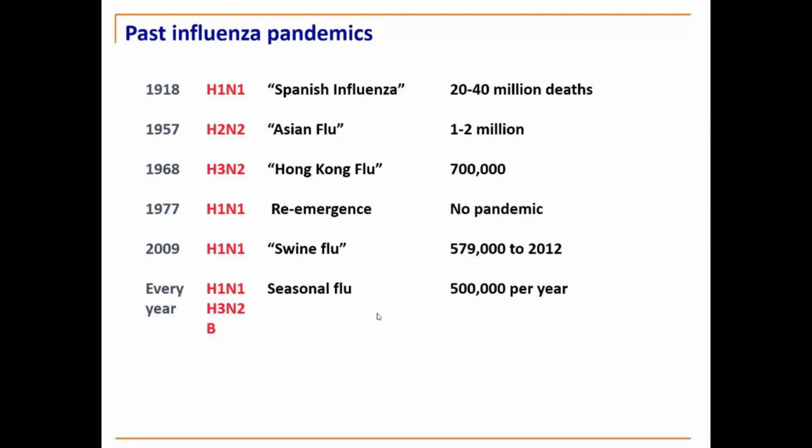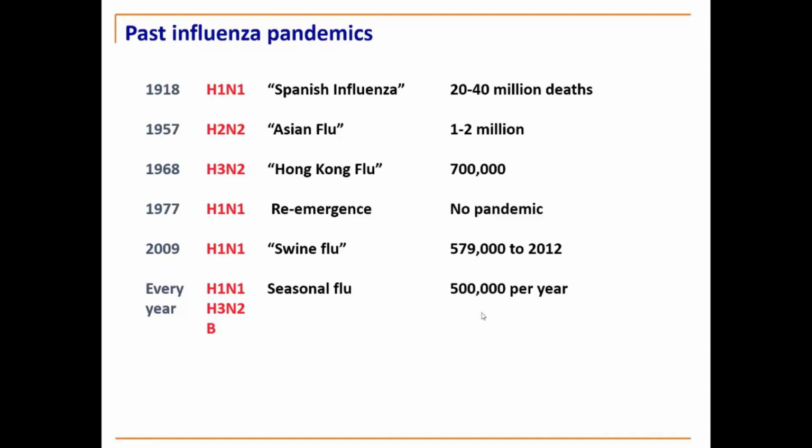So there have been some serious past influenza pandemics. The earliest one that lots of people refer to is 1918 H1N1, which is Spanish influenza, which killed upwards of 40 million people. You've then got some other ones. You've got the Asian flu, the Hong Kong flu. You've got re-emergence of the Spanish flu in 1977. You've got swine flu, which kicked off in 2009. And then you've got the seasonal flu, which remember is often H1N1, H3N2 with your Bs. And that kills around about 500,000 people every year. So it's still a significant killer.